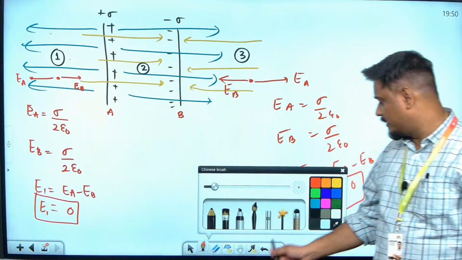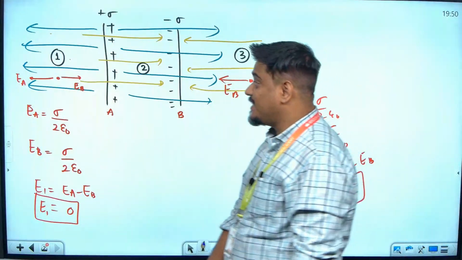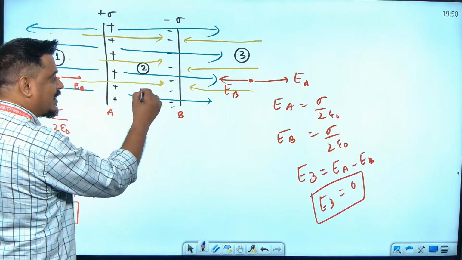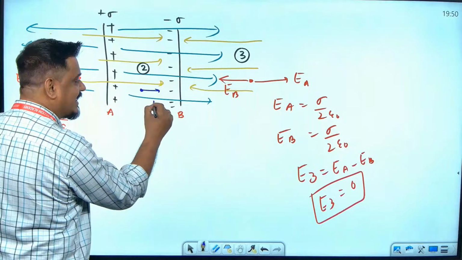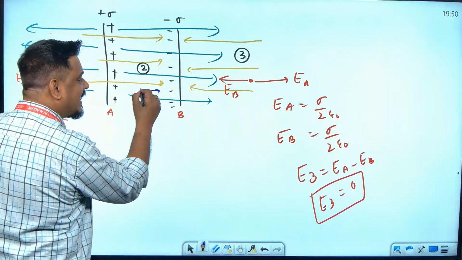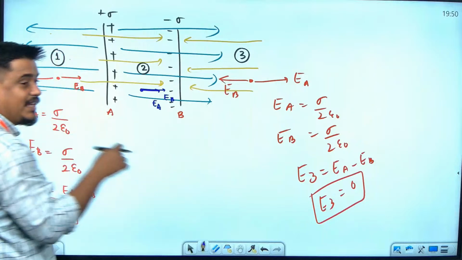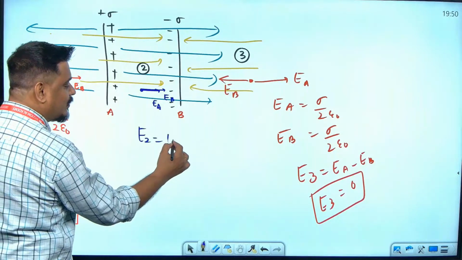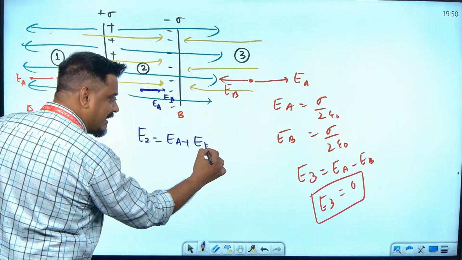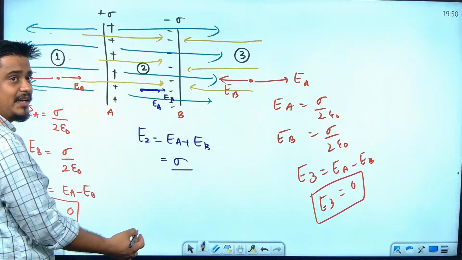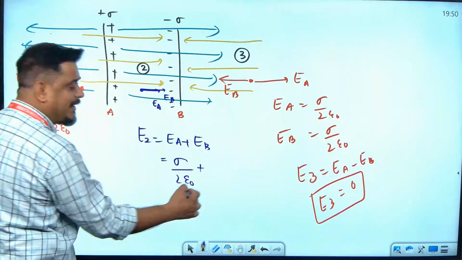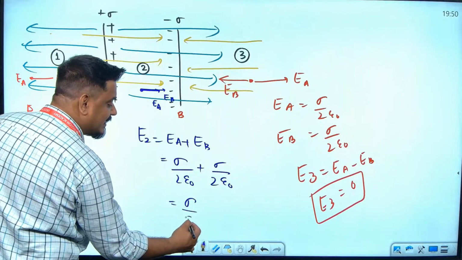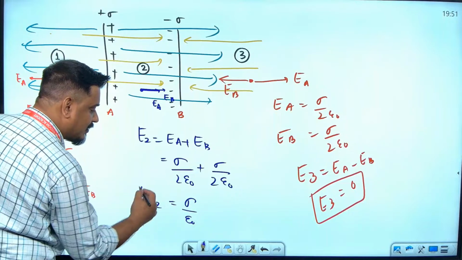Now let us talk about the most important point, which is E2, between the plates. What is going to happen? Take a point here, positively charged plate, this direction EA. Negative plate, same direction EB. EA and EB are in same direction. Net electric field at 2 will become equal to EA plus EB. EA is how much? Sigma by 2 epsilon naught. EB is how much? Sigma by 2 epsilon naught. What will be that? Sigma by epsilon naught.